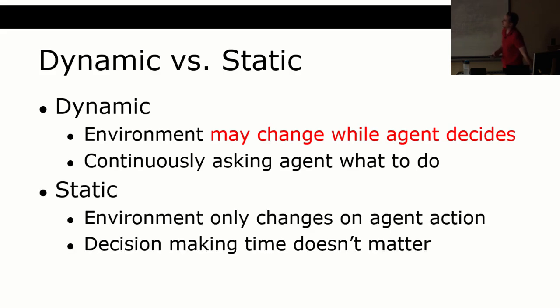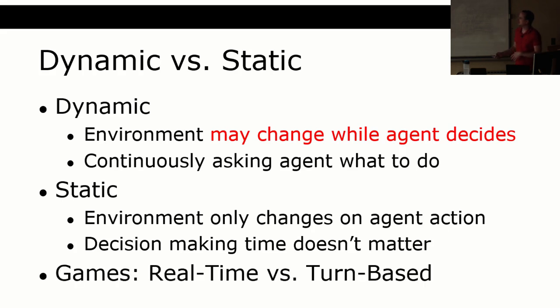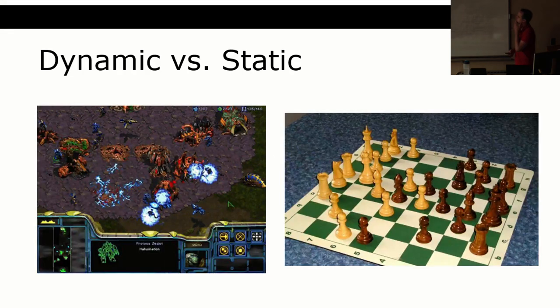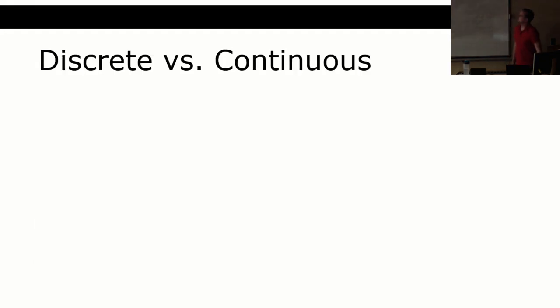In a static environment, the environment only changes when you take an action. Right? So decision-making time doesn't matter. Looking at games, this would be like real-time games, like most video games, versus turn-based games like Civilization or chess or checkers or whatever. So again, video games versus board games, basically. Can you imagine a real-time version, a dynamic version of chess? Like, it's as fast as you can move the pieces? That'd be pretty funny.